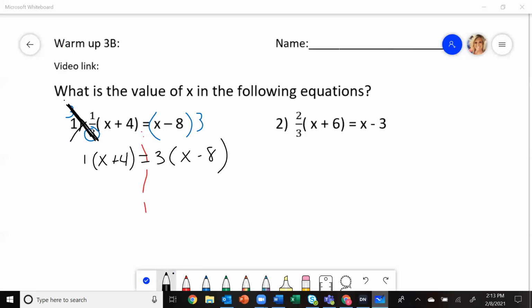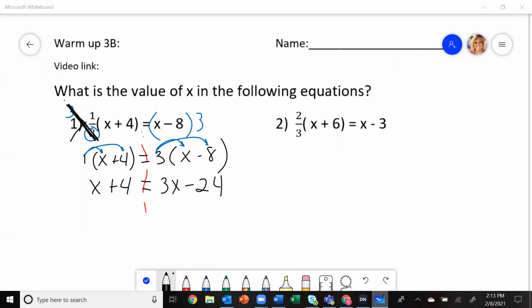Well, now you can distribute a lot easier where we don't have a fraction, because now it'll be easier to simplify. Anytime 1 times x and 1 times 4, that's going to just give you x plus 4. It didn't change the value because it was a 1. 3 times x and 3 times negative 8. So I get 3x. 3 times negative 8 is negative 24.